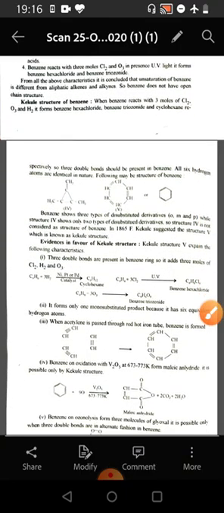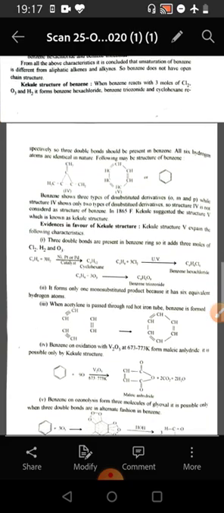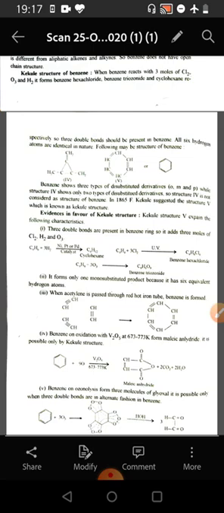From all the above characteristics of benzene, it is concluded that the unsaturation of benzene is different from the aliphatic alkenes and alkynes. So benzene does not have an open chain structure. Next we come to this.